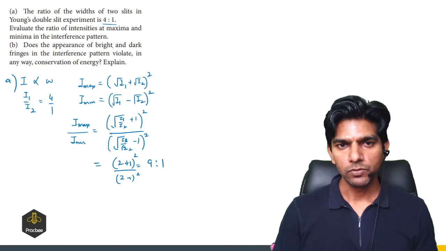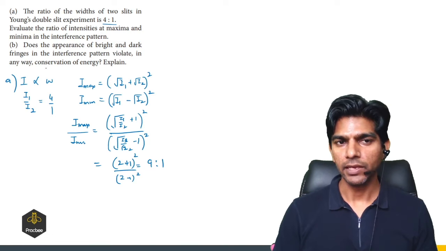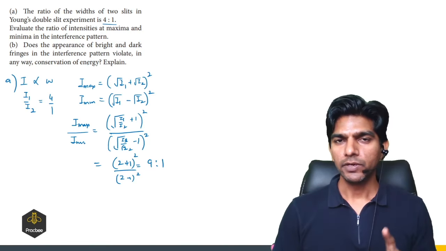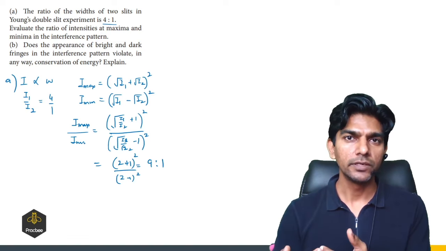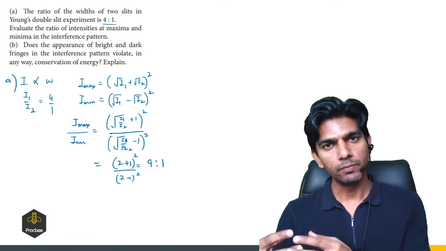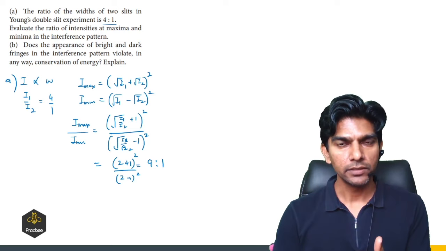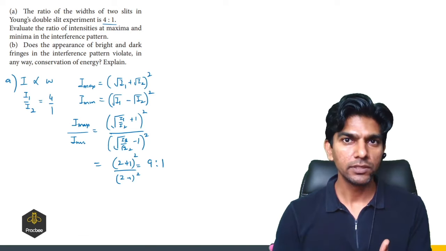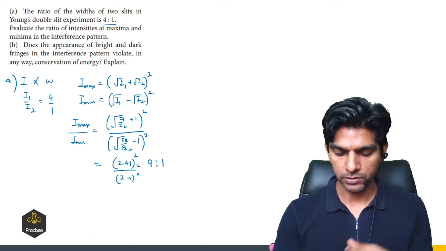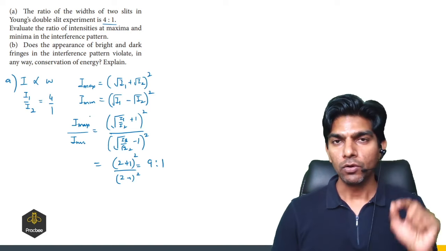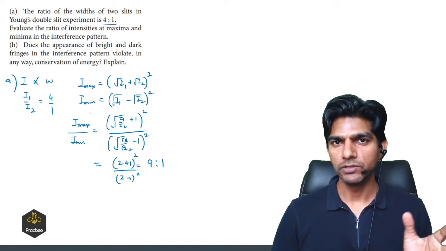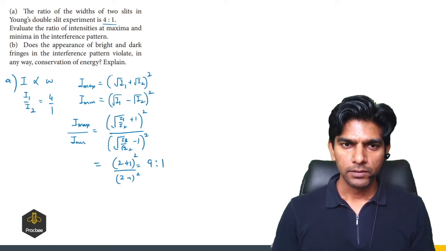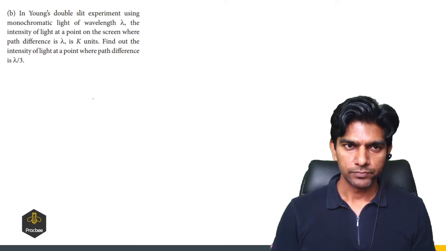Does the appearance of bright and dark fringes in the interference pattern violate in any way the conservation of energy? What happens in the interference pattern is a redistribution of the energy. There is a region of complete darkness, and there are regions of complete brightness. So there is just a redistribution of the energy. The overall energy does not change. So that you should remember. And all bright fringes will have the same brightness, and all dark fringes will be equally dark, right? So that you should remember.